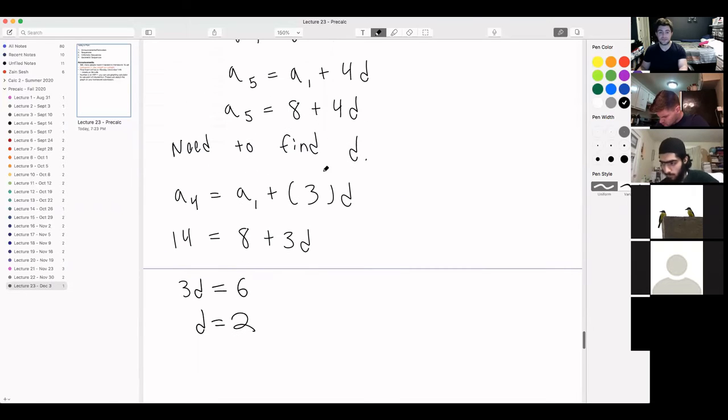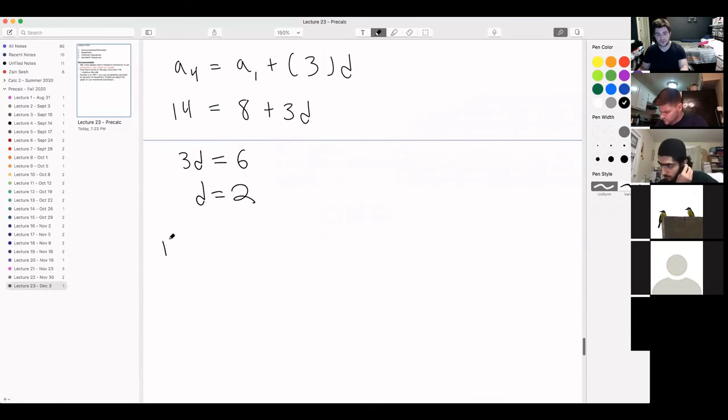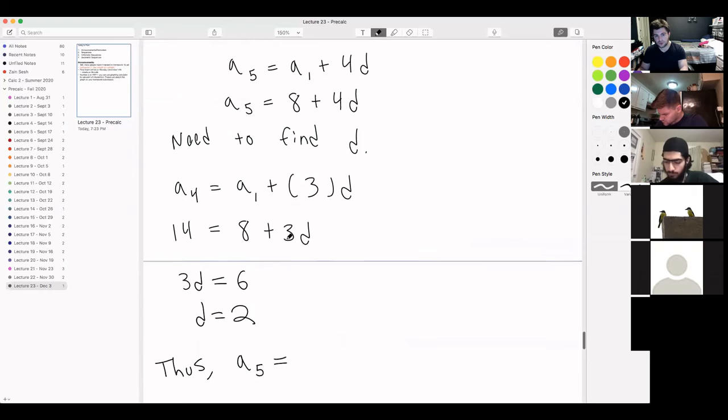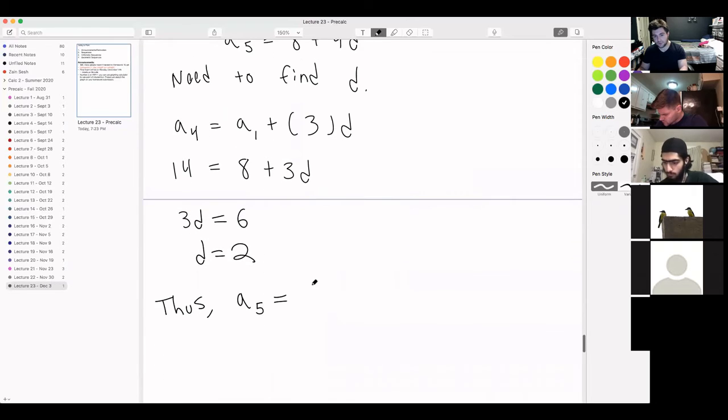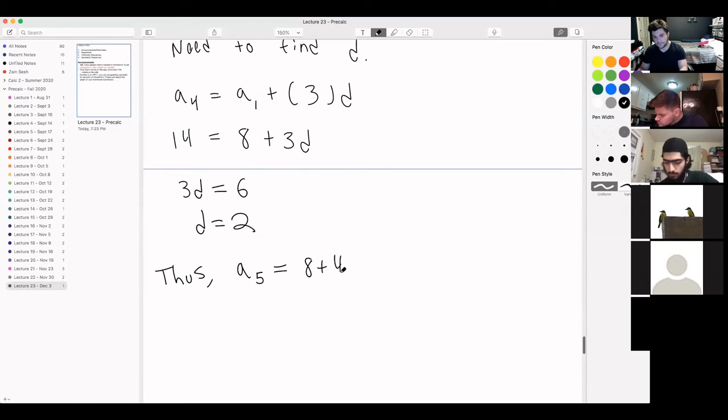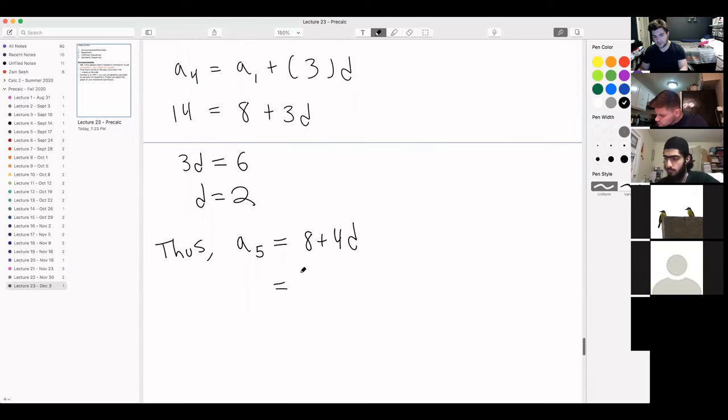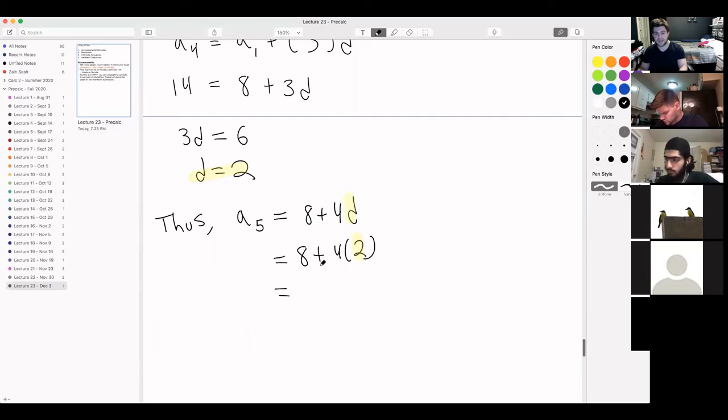So we found d, and now we can plug it into the formula for a sub 5. So thus, a sub 5 is equal to 8 plus 4d. And we plug in now 2 for d. So it's 8 plus 4 times 2. So it went right here. D equals 2 went right there. And this is 8 plus 8, which is 16.